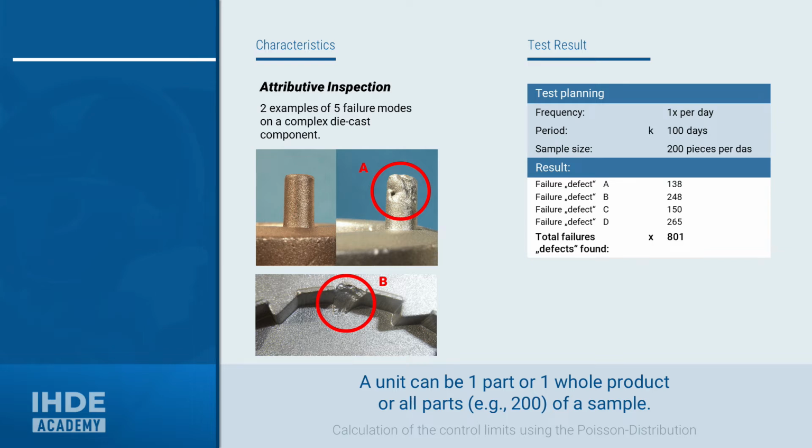The table on the right contains some information from the test planning and the test results. A sample of 200 pieces was taken every day. This was continued for a total of 100 days. The parts were checked and the following total number of defects were found. Failure or defect A was found a total of 138 times. The defect B 248 times. Defect C and D a total of 150 and 265 times respectively. Thus, a total of 801 errors were found. This data forms the basis for the further calculations.